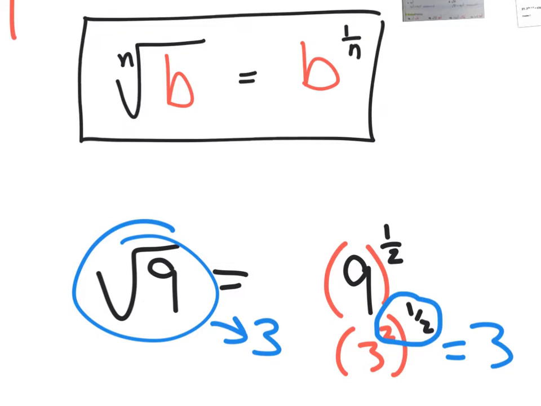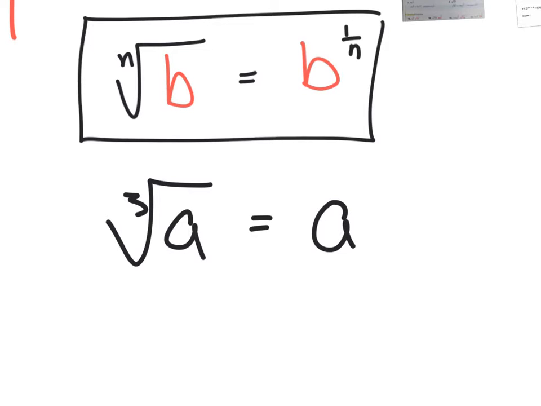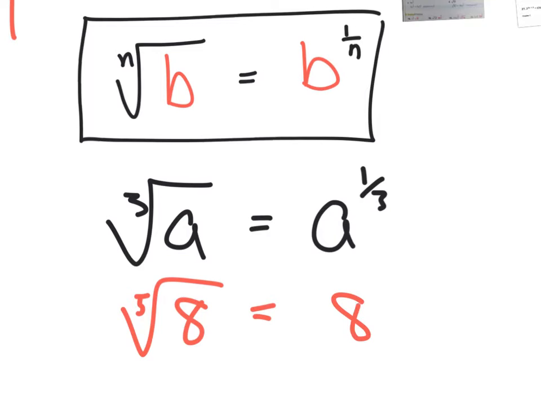So let's practice that. So for example, let's say I gave you the third root of a, and I want you to change it to a rational exponent. What will that become? A to the 1 over 3 power, right? A to the 1 over 3 power, okay? Let's say the fifth root of 8. I don't know, what would that be? That would be 8 to the 1/5 power. 8 to the 1/5 power, okay? So I hope we understand how to do these.